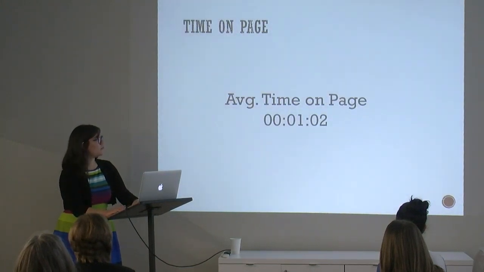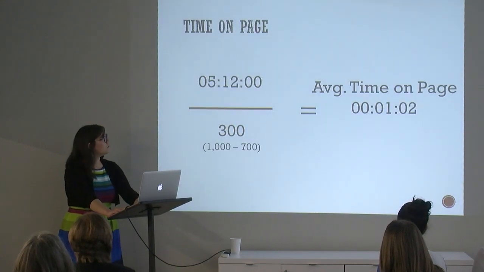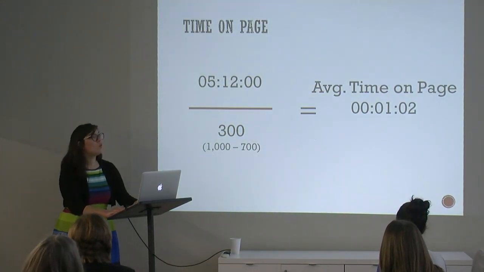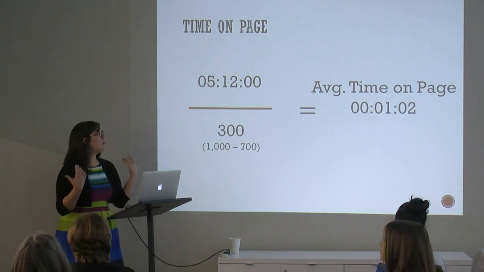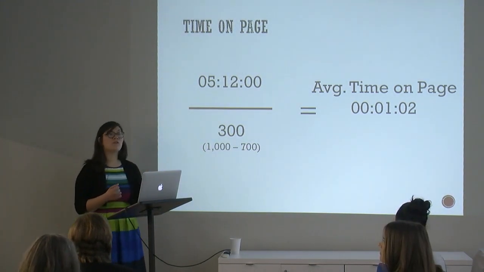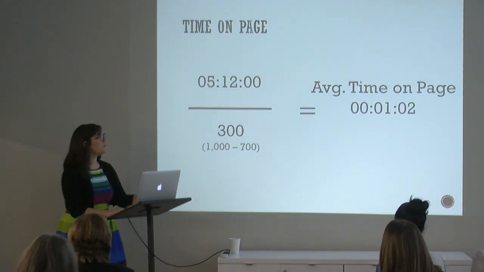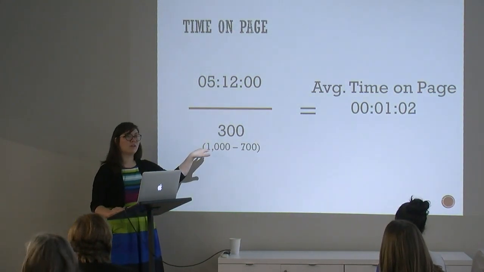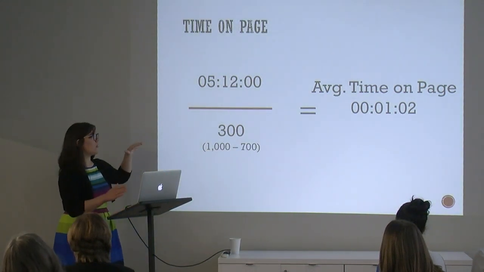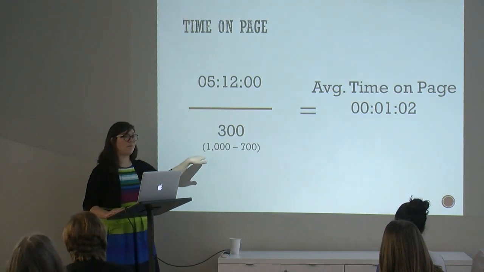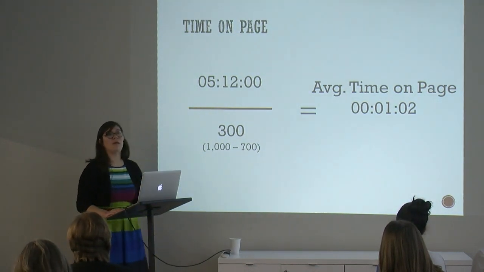Your average time on page would be 1 minute, 2 seconds. So here's the calculation. Whenever you interpret this from the Google Analytics interface, you would say, hey, you have 1,000 page views, and they on average spent 1 minute, 2 seconds on the site. However, because this actually only includes 300 page views, if you were to take 1 minute, 2 seconds and multiply it by 1,000, you get 17 hours, 20 minutes total time on page.